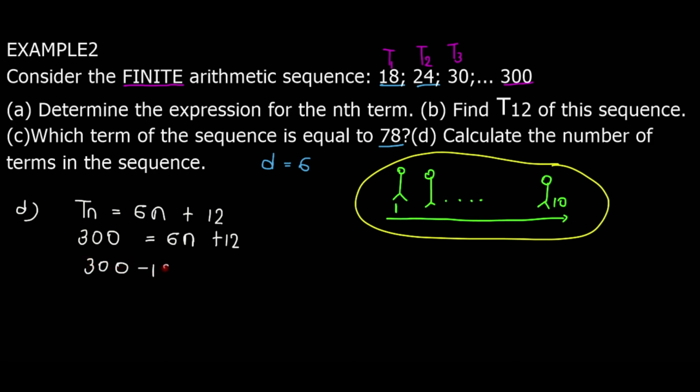300 minus 12. Ke tšere 12 ke isha to the other side. Then 300 minus 12 is 288. And then now, re nyaka the value of n. This means re divide both sides ka 6. So 288 divided by 6 is 48.